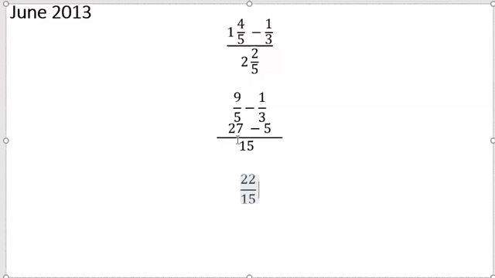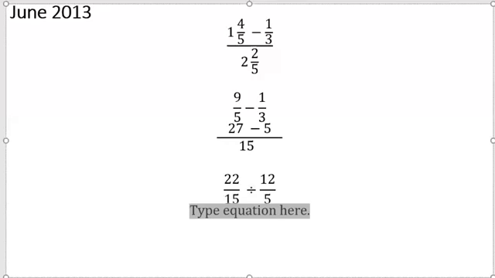So what we have now is 22 over 15 divided by 2 and 2 over 5. And I'm just going to change the 2 and 2 over 5 to also an improper fraction. So 2 5s 10 plus 2 leaves us with 12 over 5. And remember, we never directly divide fractions, so we need to change our division sign. So we have 22 over 15, change our division sign to multiplication and flip the fraction that follows, and I will get 5 over 12.